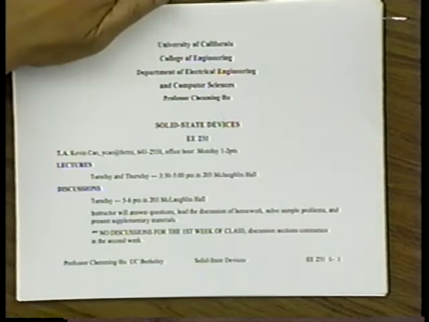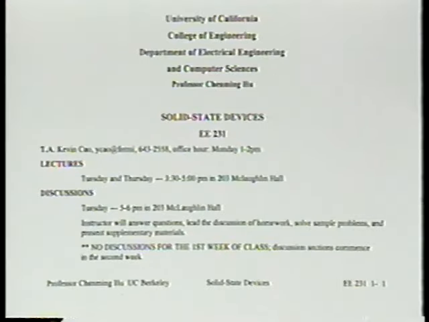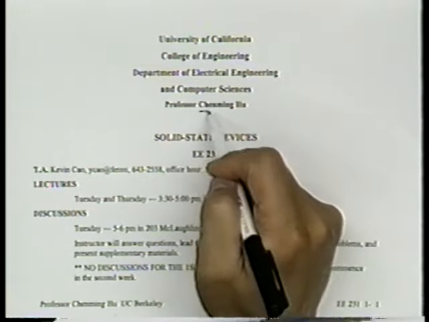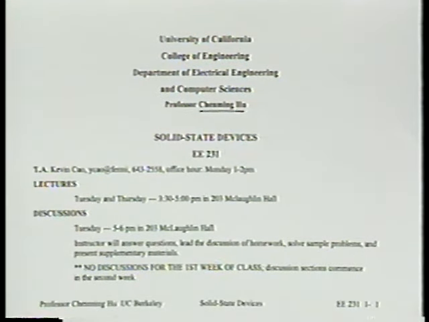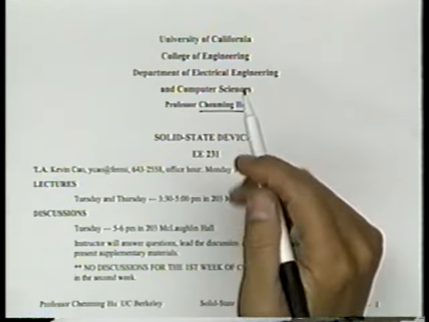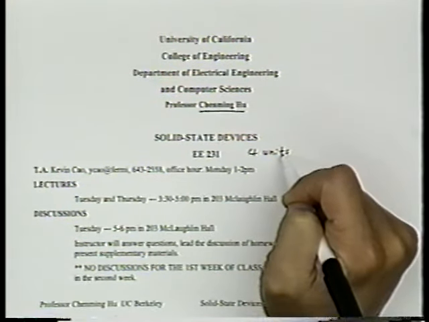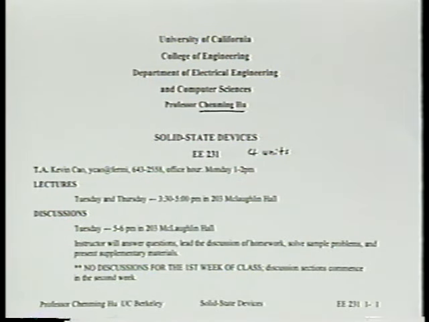Okay, I'd like to direct your attention to the course syllabus that I just put up on the screen. Why don't we go through that together, and you can ask me questions anytime as we go through this syllabus. My name is Chenming Hu, and the course is Solid State Devices E231. It has four units. Many graduate courses have three units. This has four units, and sometimes students miss that, because we have an extra discussion session that I will take care of every Tuesday after the Tuesday lecture.